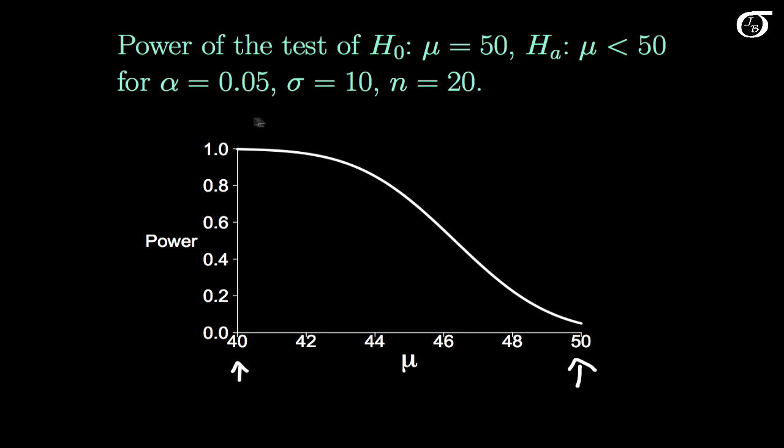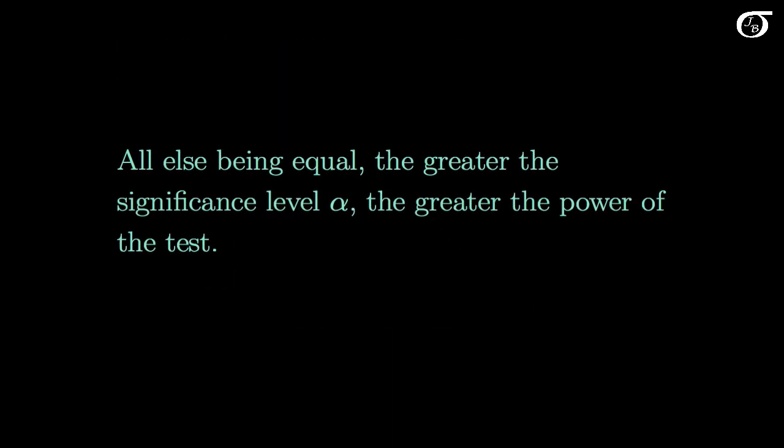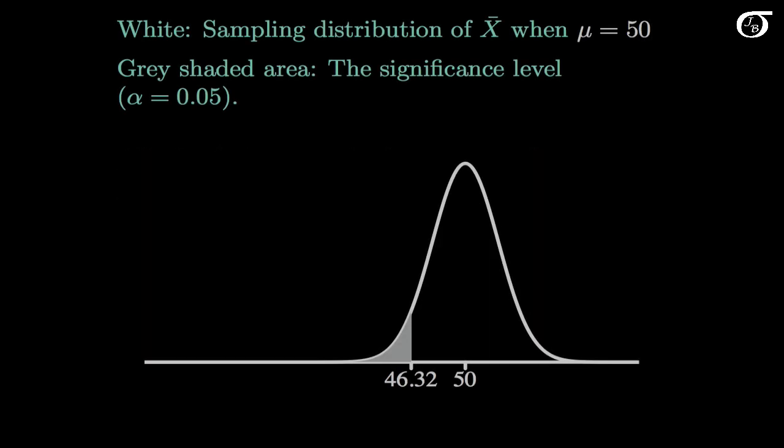But that power also depends on the significance level, the population standard deviation, and the sample size. So let's take a look at those as well. All else being equal, the greater the significance level alpha, the greater the power of the test. Here again I've plotted out the sampling distribution of the sample mean when the null hypothesis is true, and the gray shaded area is our significance level alpha, 0.05 in this case.